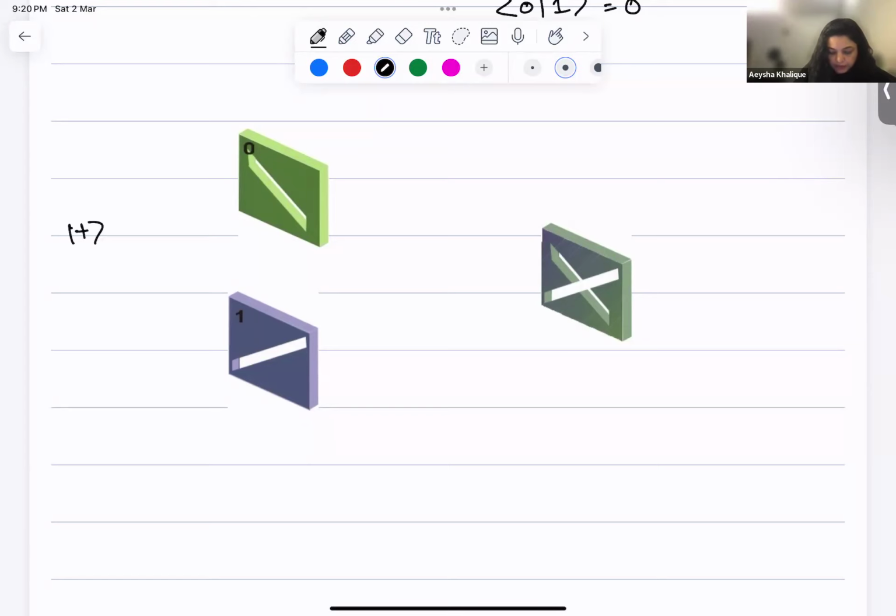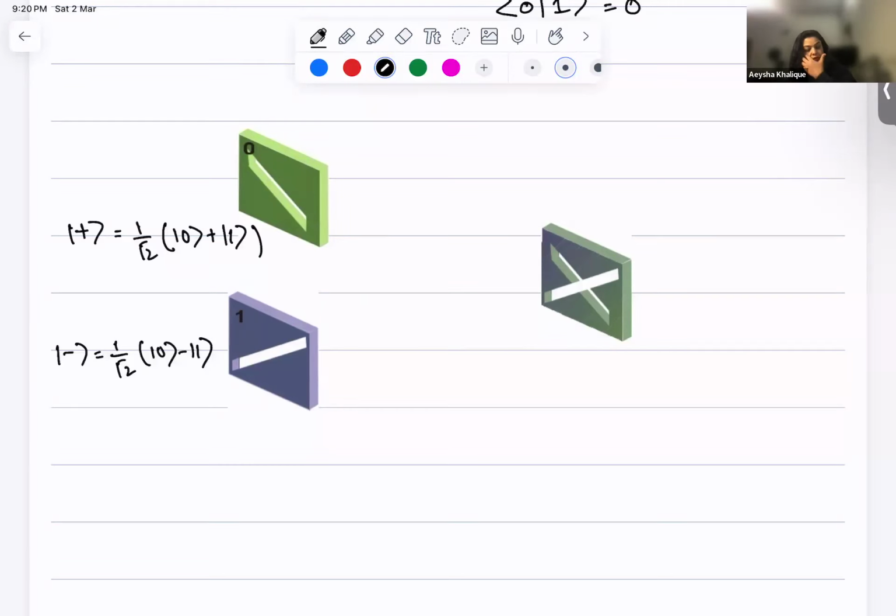And here, our plus, we define it as 1 over root 2, 0 plus 1, right? Which is this diagonal state, in this direction. And there is another state, which is minus, and it is equal to 1 over root 2, 0 minus 1, which is diagonal in the opposite direction. In fact, if you check these 2 states, these are orthogonal to each other.